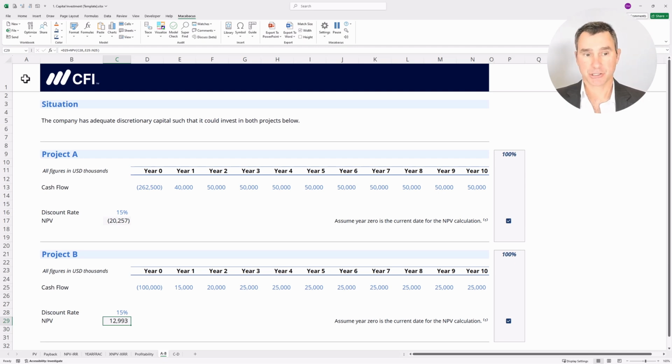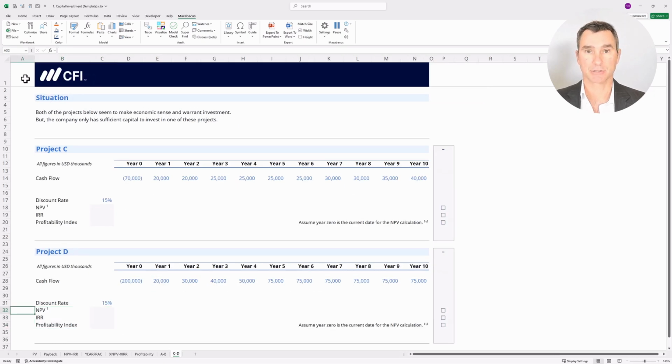So based on just this simple metric here, we know that this negative NPV would destroy value for the company, but this positive one would create value. So the company would only advance with project B and not project A. Let's hop over to tab C/D now and take a look at the solution here.